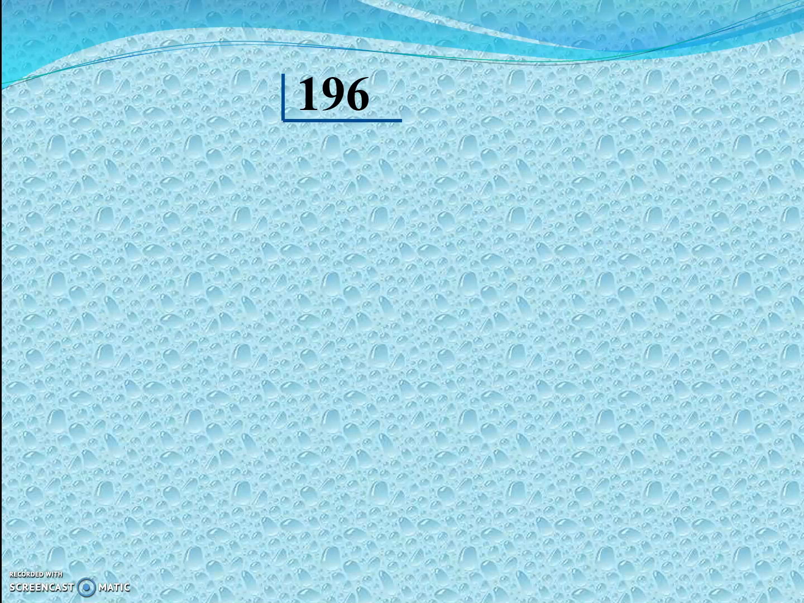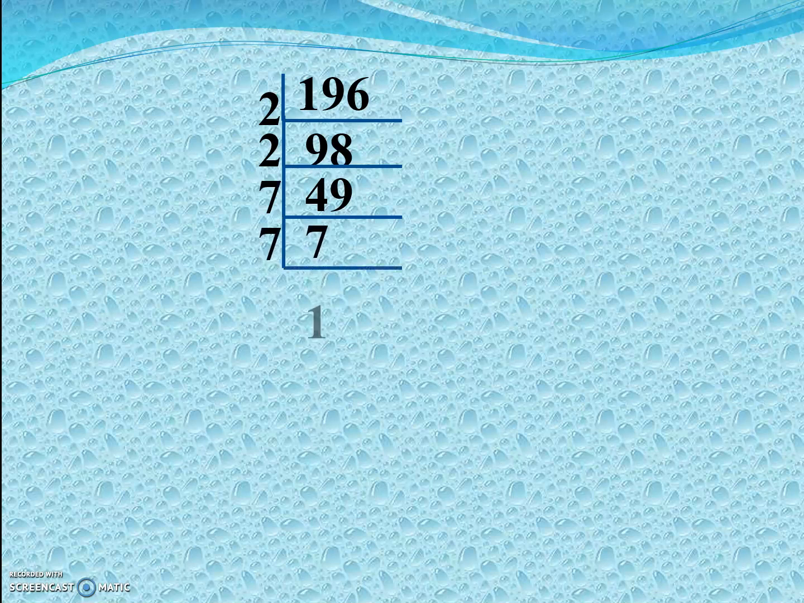So here 196 can be divided by 2. So 2 98s are 196. Again 98 can be divided by 2. 2 49s are 98. Now 49 cannot be divided by 2, and it also cannot be divided by 3 and 5. So 7 7s are 49. And finally 7 1s are 7. We factorize until we get 1 at last. So here the factors of 196 are 2 times 2 times 7 times 7.